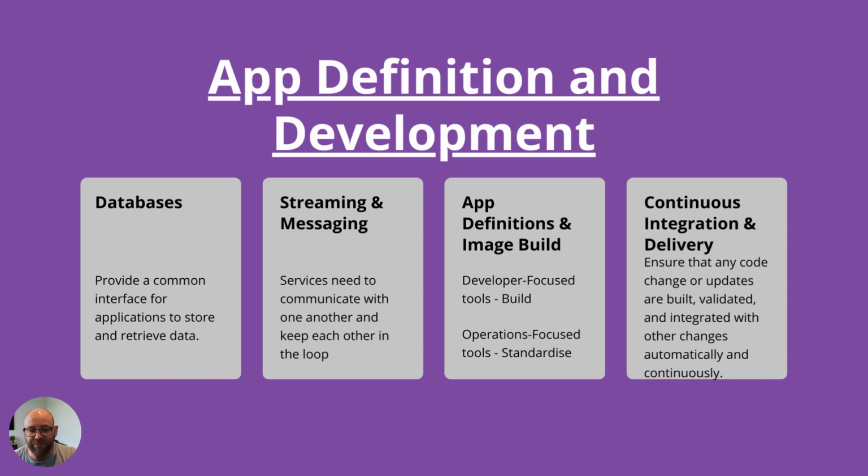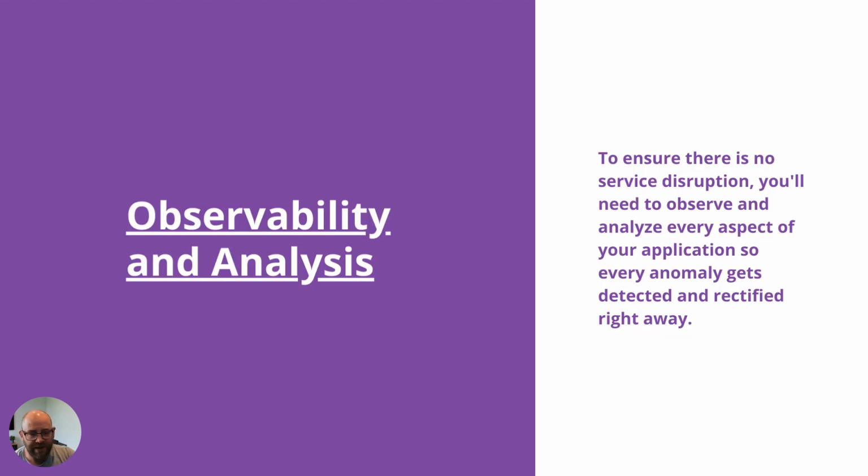App definitions and image build. So developer-focused tools to build your applications, but then from an ops-focused point of view, how do we standardize that? How do we keep it under one roof as best as possible? Continuous integration and delivery: ensure that any code change or update is built, validated, and integrated with other changes automatically and continuously. And then, if you remember, we're moving over to the right-hand side now, around observability and analysis. To ensure there is no service disruption, you'll need to observe and analyze every aspect of your application so every anomaly gets detected and rectified right away.